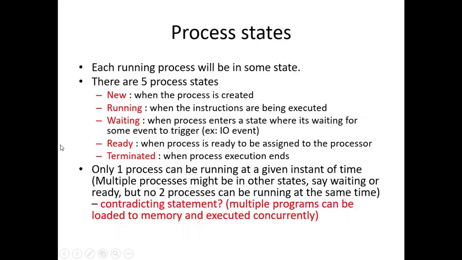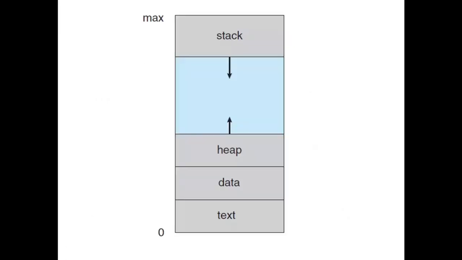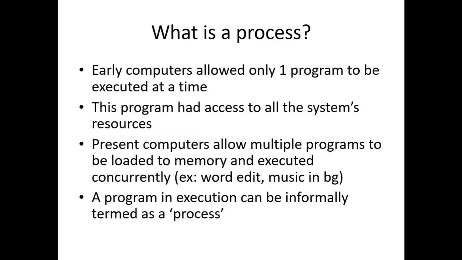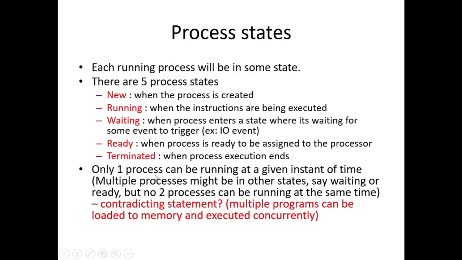There can be only one process which can be in the running state at a time. If you remember, in the beginning we said that multiple programs can be loaded to memory and executed concurrently. So this seems to contradict the statement that only one process can be running. What we mean by multiple programs running at the same time is that multiple programs can be there in the main memory, but only one program can be in the running state.